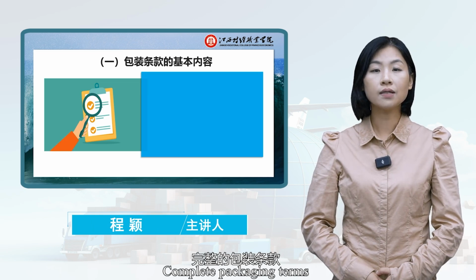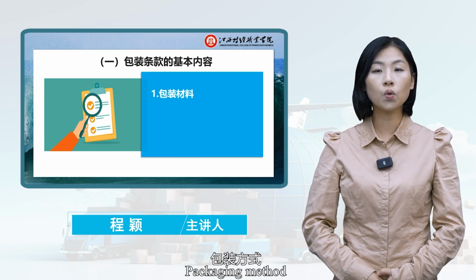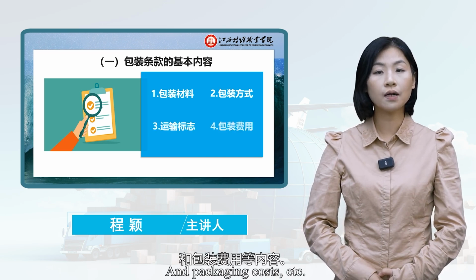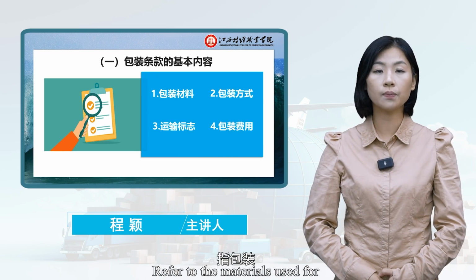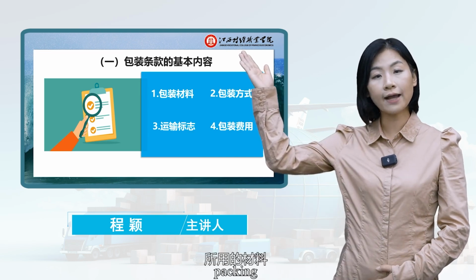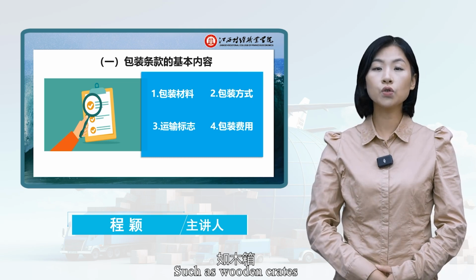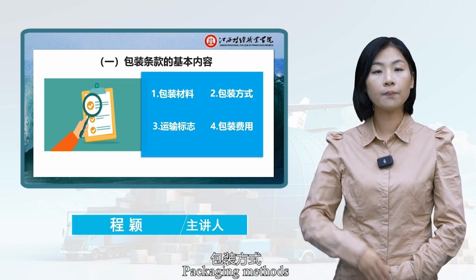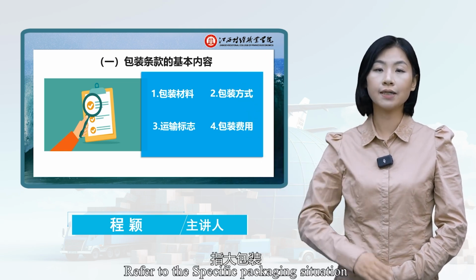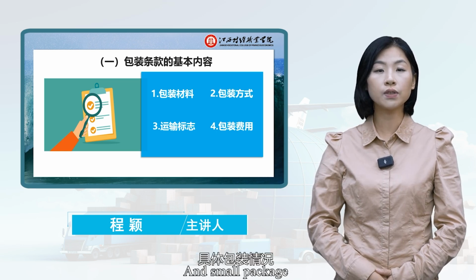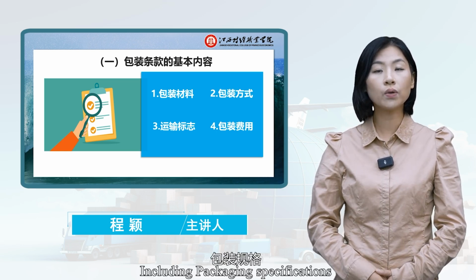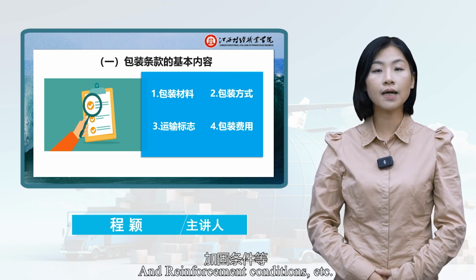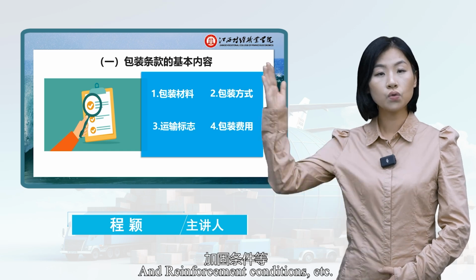Fourth, packaging terms in the contract. Complete packaging terms generally include packaging materials, packaging methods, shipping marks, and packaging costs, etc. Packaging materials refer to the materials used for packing, such as wooden crates, cardboard boxes, etc. Packaging methods refer to the specific packaging situation of the large and small package, including packaging specifications, packaging quantities or weights, filling materials, and reinforcement conditions, etc.